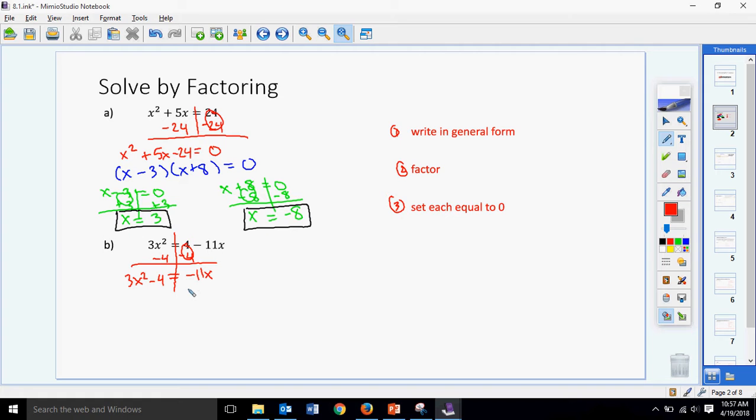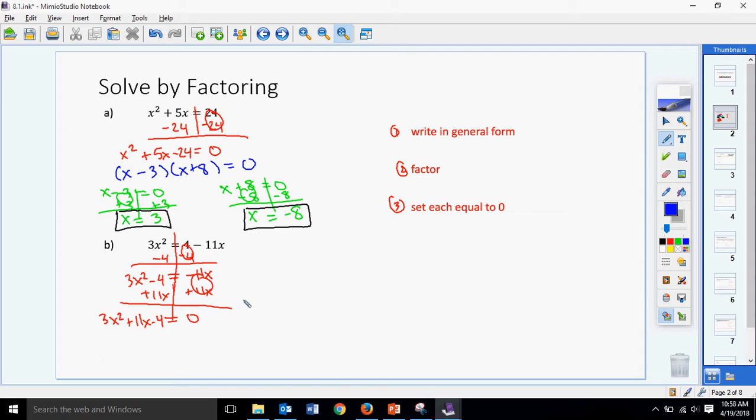There's one more thing I need to move. It's negative, so I want to add 11x. These cancel. They zero out. I'm left with 0 equals. I'm going to write this highest exponent first, so 3x squared, then the 11x, and then the minus 4. Now that it's in general form, I need to factor.